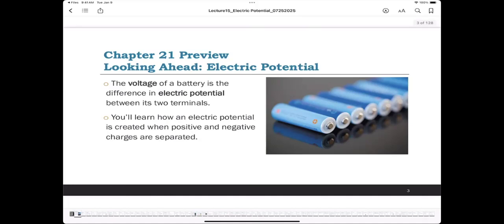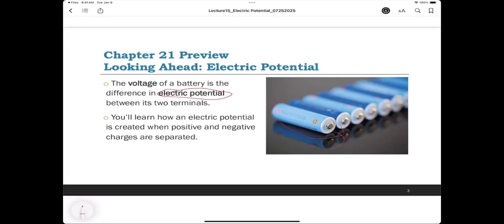The first one we will talk about is the electric potential. The voltage of a battery is the difference in electric potential between its two terminals. You can see the batteries. We usually use batteries in our real life, and actually the voltage of a battery is the difference in electric potential between its two terminals. Because of the electric potential, we can use the battery to get power. We will talk about this more in this class.